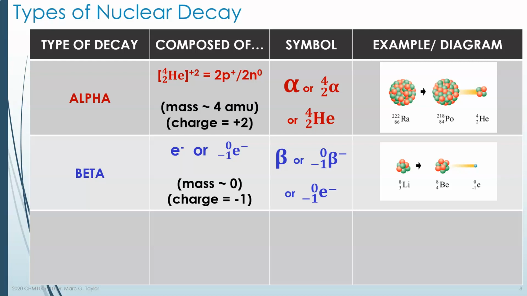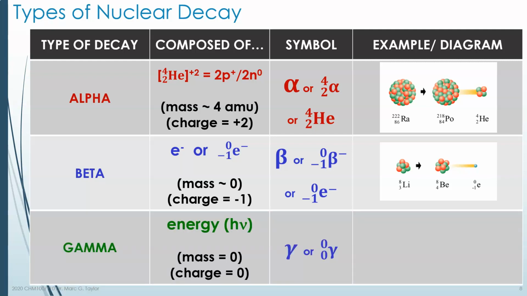So the beta particle does have mass, but it's such a small mass we don't worry about it. But it does have a charge, but we don't generally worry about charges when we're doing nuclear equations. So don't worry about the charges. Keep track of the mass number and keep track of the atomic number. Those are the two things you have to be clear on in any nuclear equation.